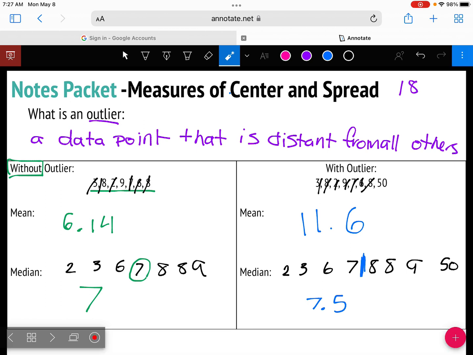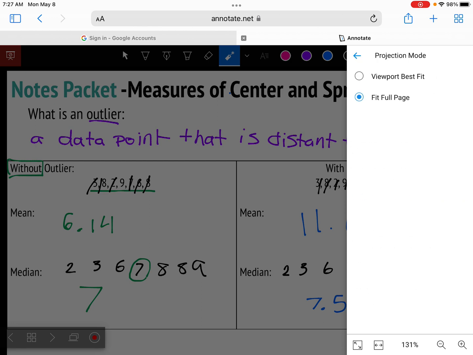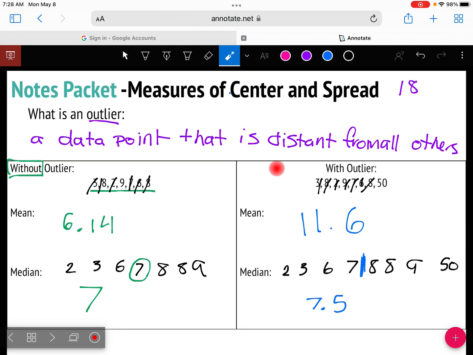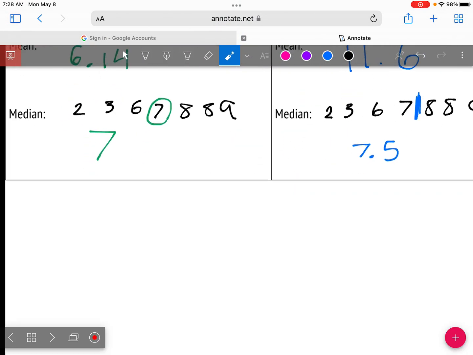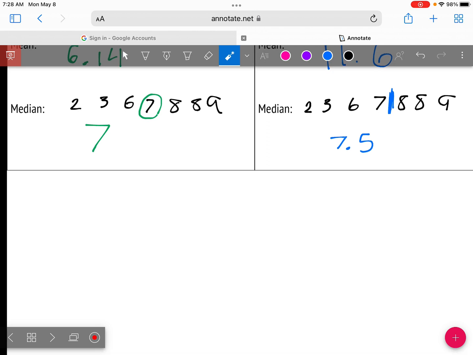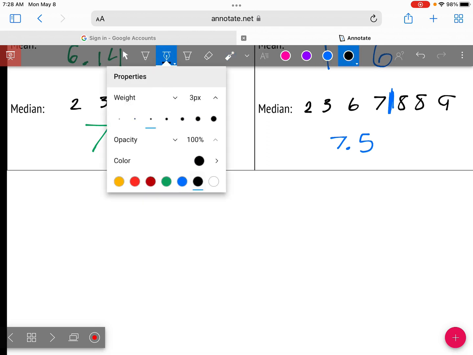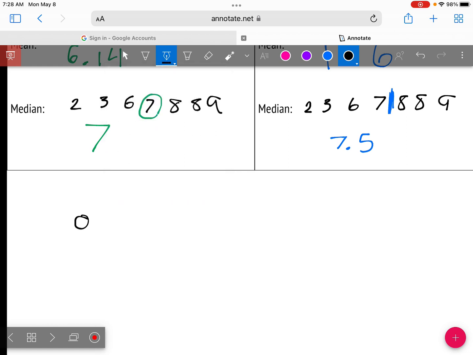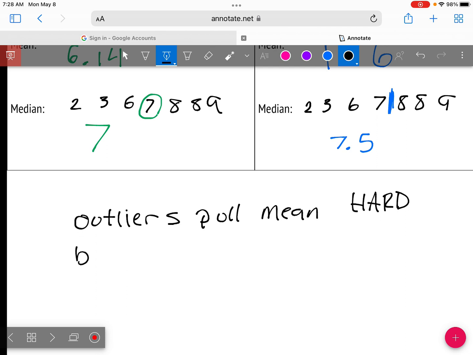I didn't give myself any space to write on that. There we go. So outliers pull the mean hard, but barely move the median, would be how I would word that.